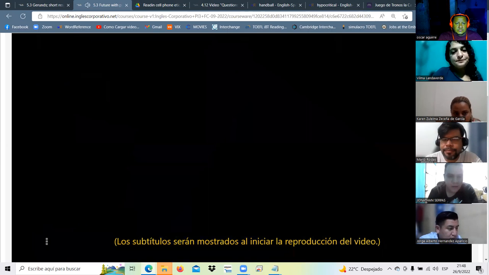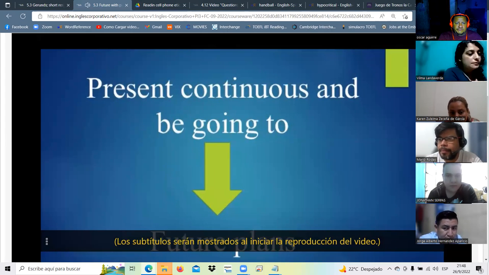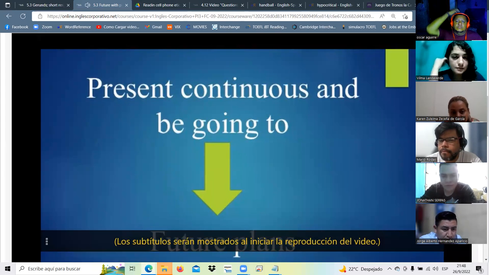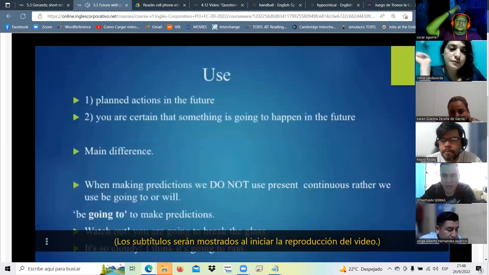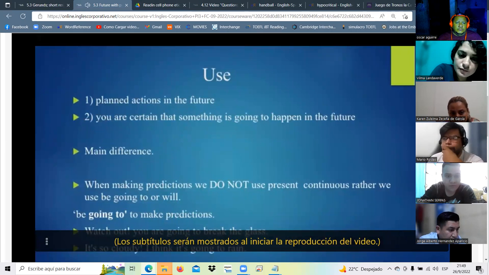Yes, they are. As you could see, we have two possible ways to express future. We may use present continuous as well as be going to talk about it. It is important to know that we may use present continuous and be going to when we planned actions in the future. Also, when we're certain that something is going to happen in the future.